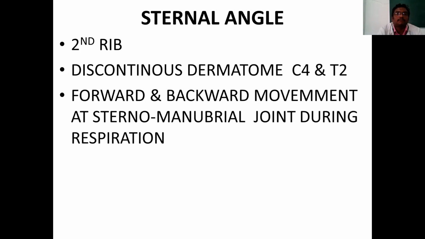Next, forward and backward movement at the sternocostal joint during respiration. This we have discussed already. The ribs are articulated in the posterior aspect by the vertebrae, and then they are connected in the anterior aspect by the costal cartilage.